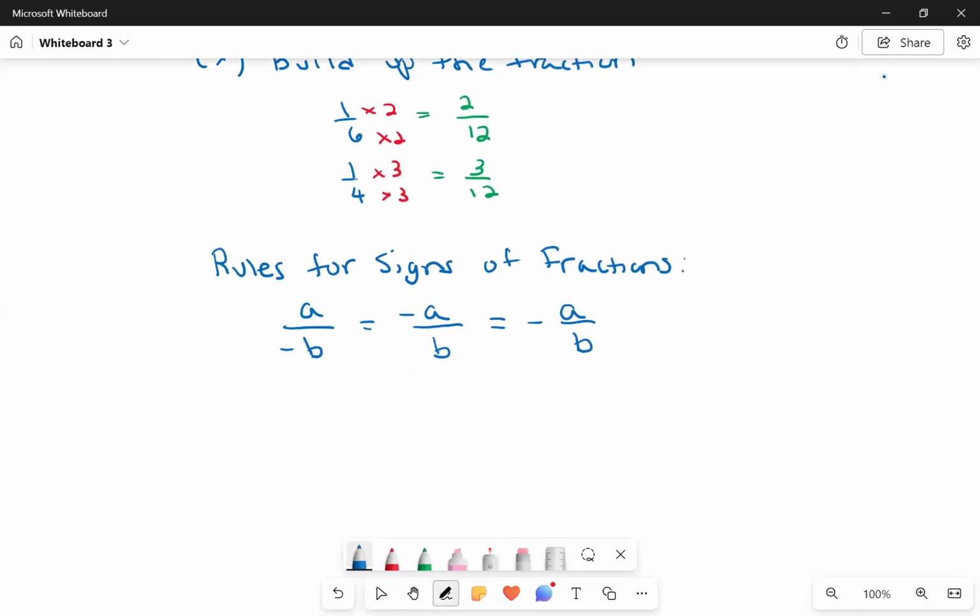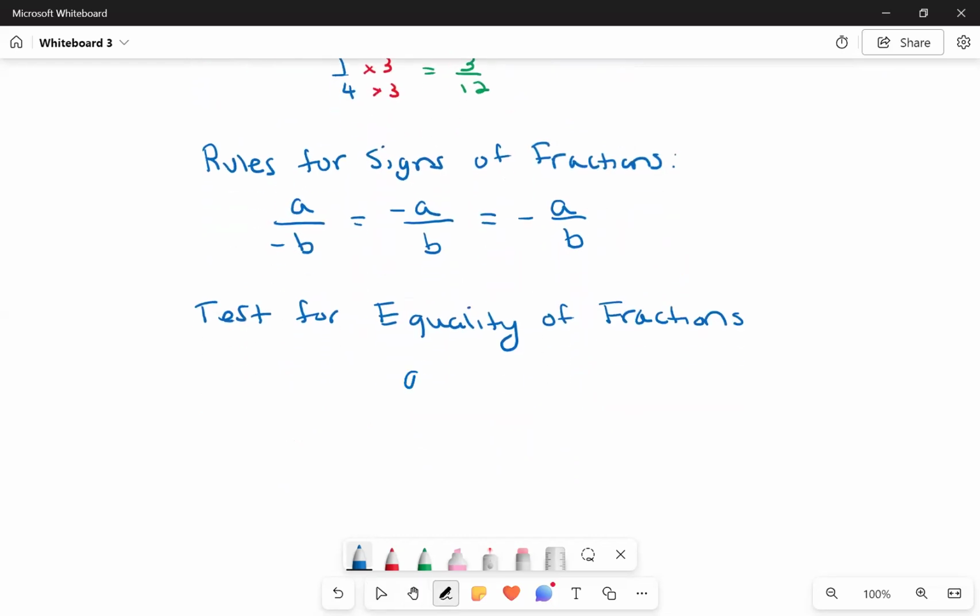And then there's also a nifty test for equality of fractions. And what's nice about this is that rather than simplifying the fractions, we can do some multiplying instead. So it's good practice for multiplication. So it works like this.